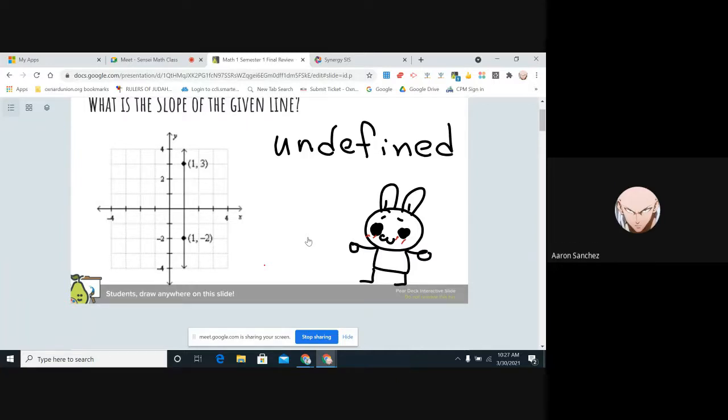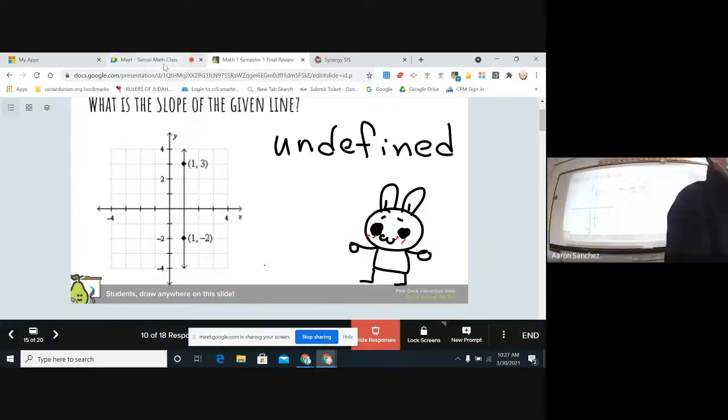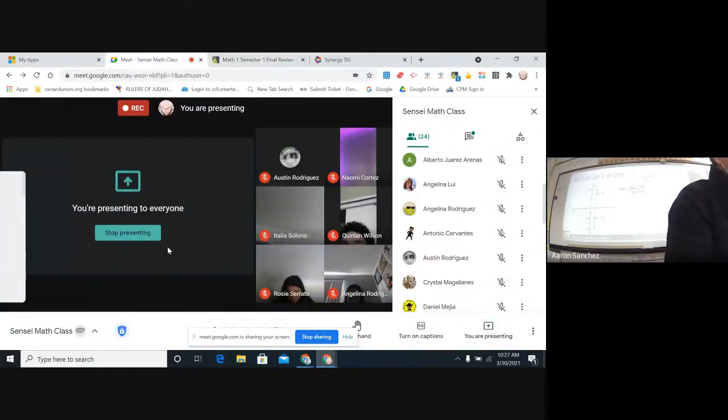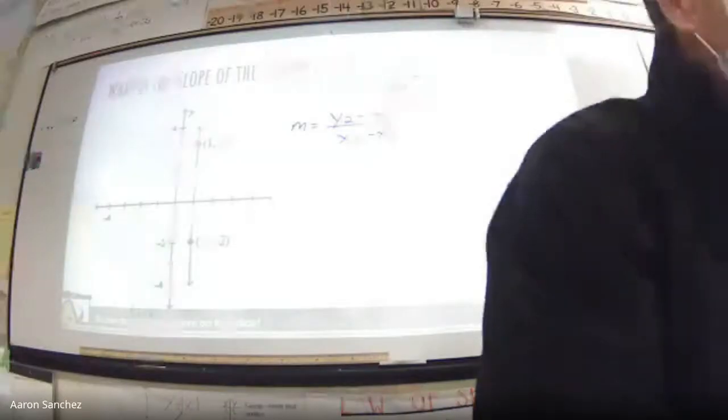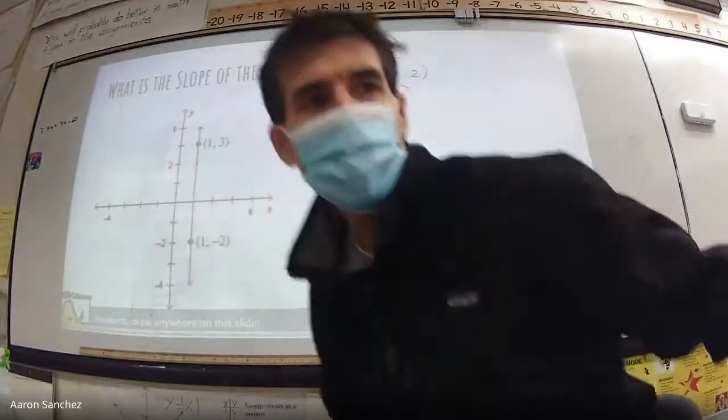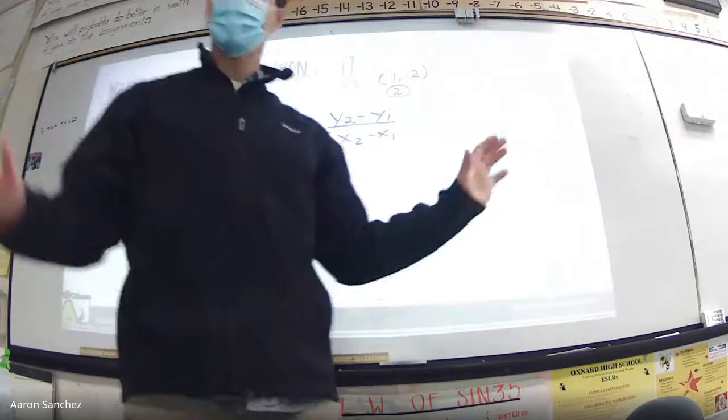That means you're dividing by 0, which you can't. That's what we're looking at. Okay. So the answer is undefined. What the heck does that mean? So remember, slope tells us, okay, let's see.